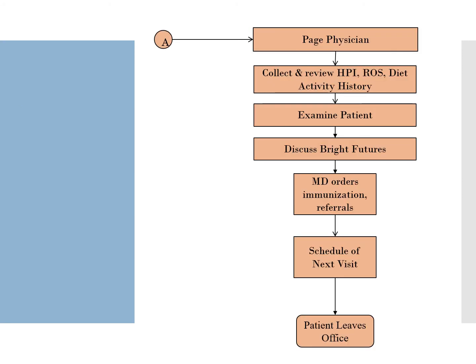So from here, they page the physician who collects and reviews the HPI, review of systems, a diet and activity history, to go on to examine the patients, discuss bright futures. The MD orders immunization and referrals, looks at the schedule of the next visit, and then the final step noted by that oval is the output and the patient leaving the office.